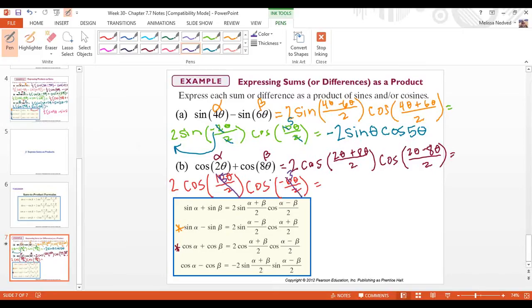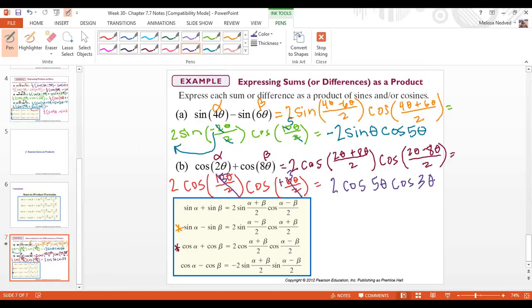However, this time we have a cosine with a negative angle. Cosine is an even function, and cosine of any negative angle is the same thing as cosine of a positive angle. So that negative can just go away. My final reduced form is 2 cosine of 5 theta times cosine of 3 theta. No negatives at all in that final answer.